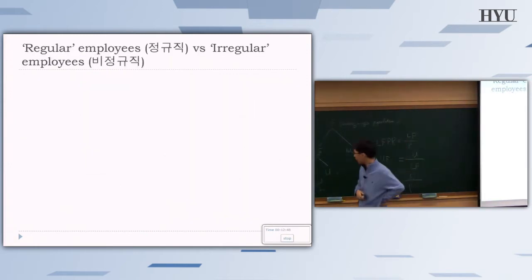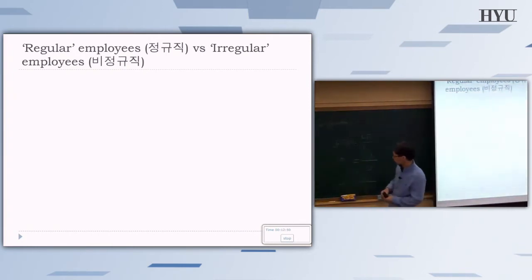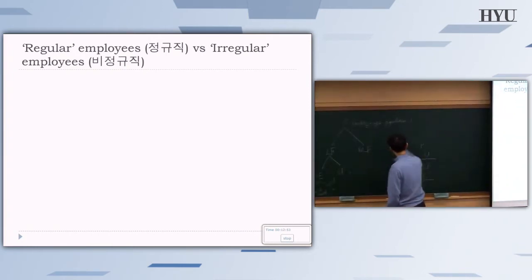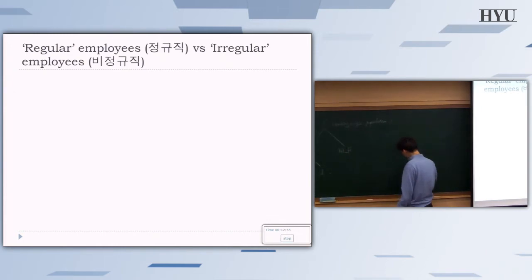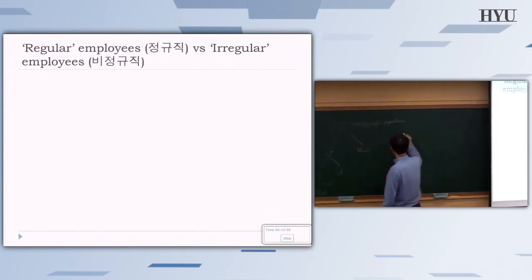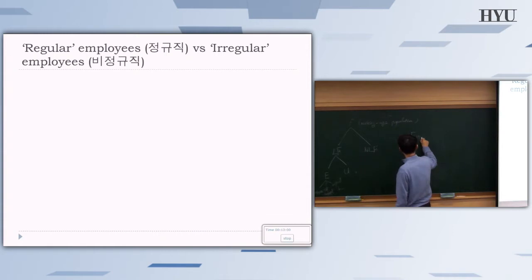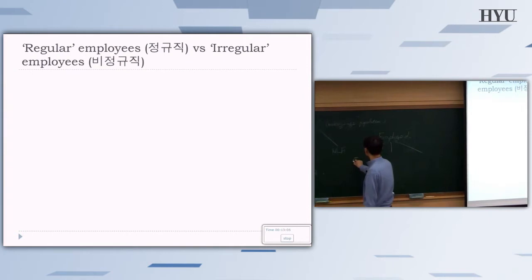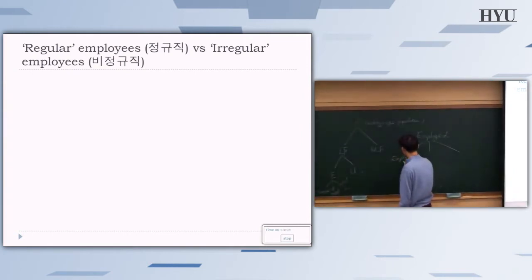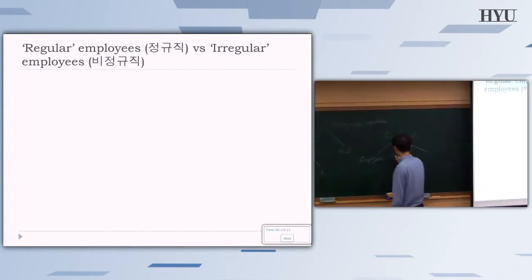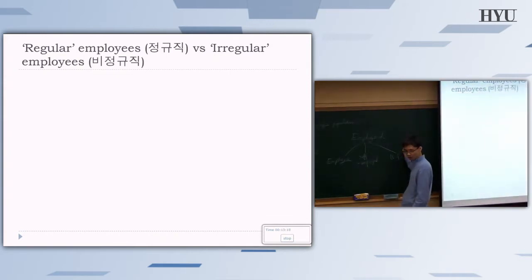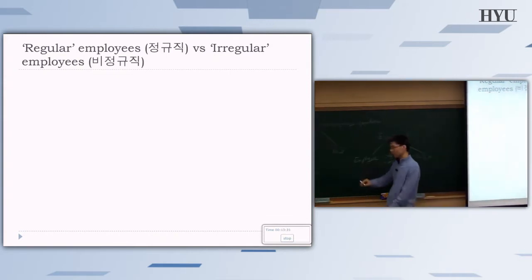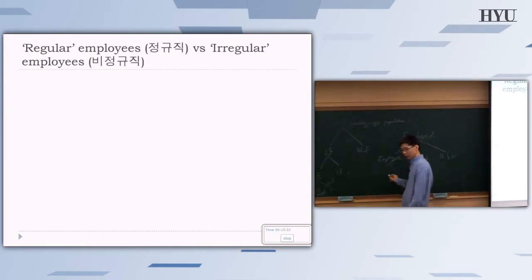Now, there is another interesting thing about Korean statistics that we also hear quite often. Employed persons, as we said, have three groups: employees, self-employed, and unpaid family workers. And then in Korean statistics, interestingly, we have two groups within employees.